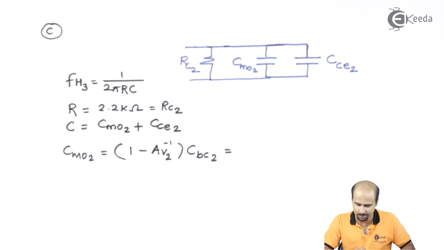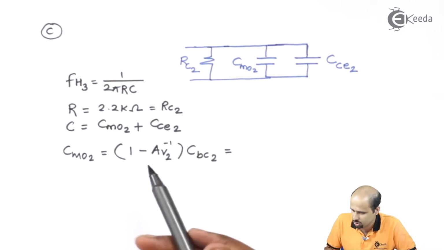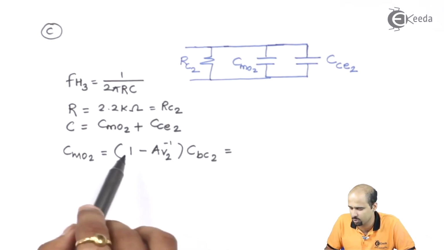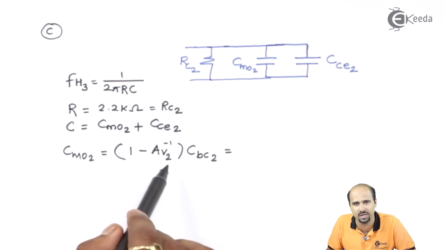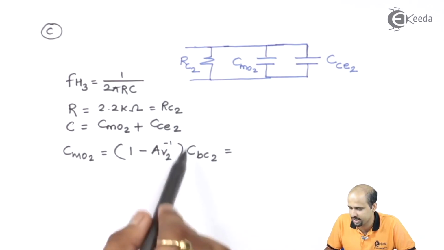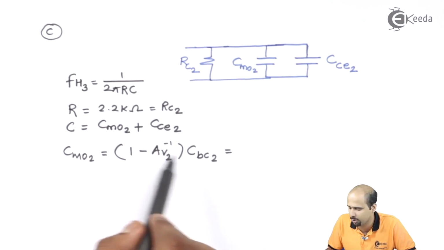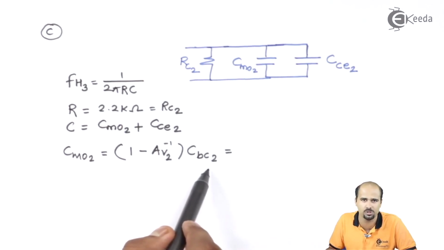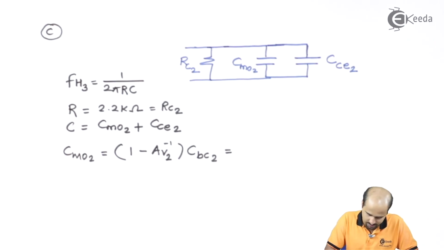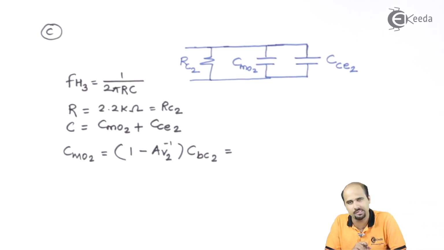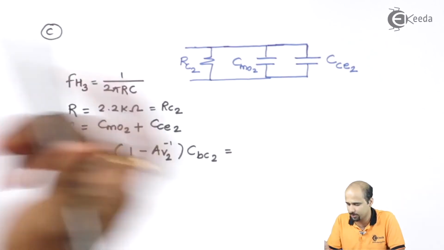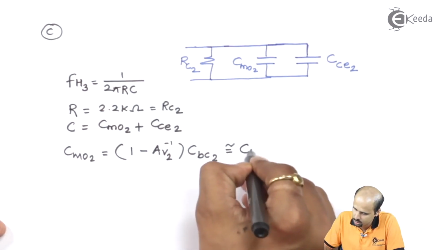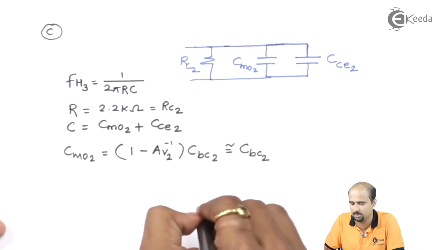How will we get to know that? As AV2 is very high, its inverse is very less as compared to 1. So 1 plus that particular value is very less, and this complete bracket will be nearly equal to 1 only. 1 multiplied by CBC2 is equal to CBC2 only. So let's see what's the value of AV2. 336.6 inverse plus 1, that will come out to be 1.003. So 1.003 multiplied by CBC2 will come out to be CBC2 only. So we'll say that this is equal to CBC2 only.